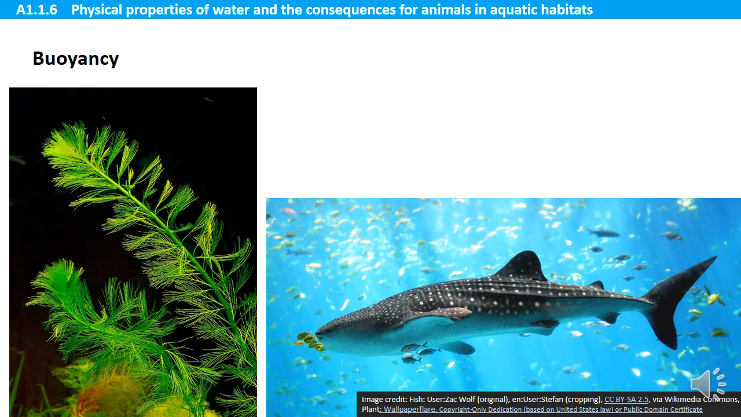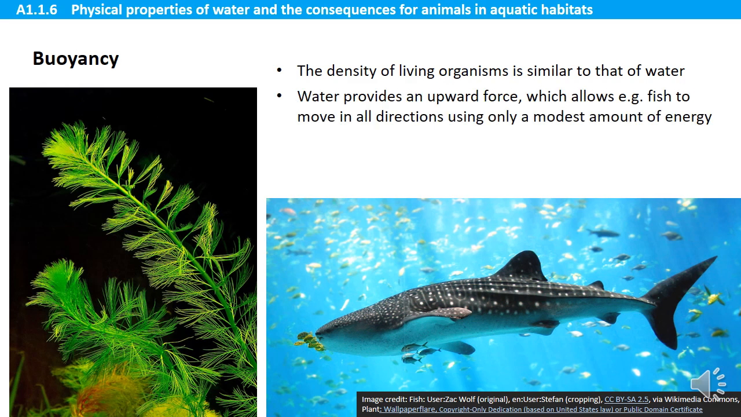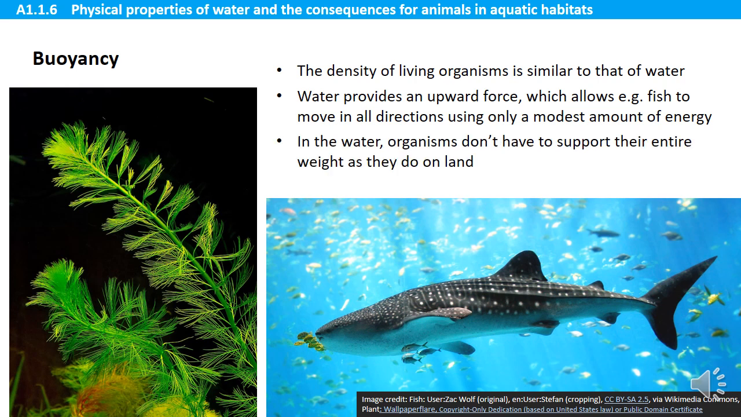Buoyancy, that's another physical property of water. The density of living organisms is similar to that of water. Water provides an upward force which allows, for example, fish to move in all directions using only a modest amount of energy. In the water, organisms don't need to support their entire weight as they do on land. That's true for the fish, that's true for the plant on the left.